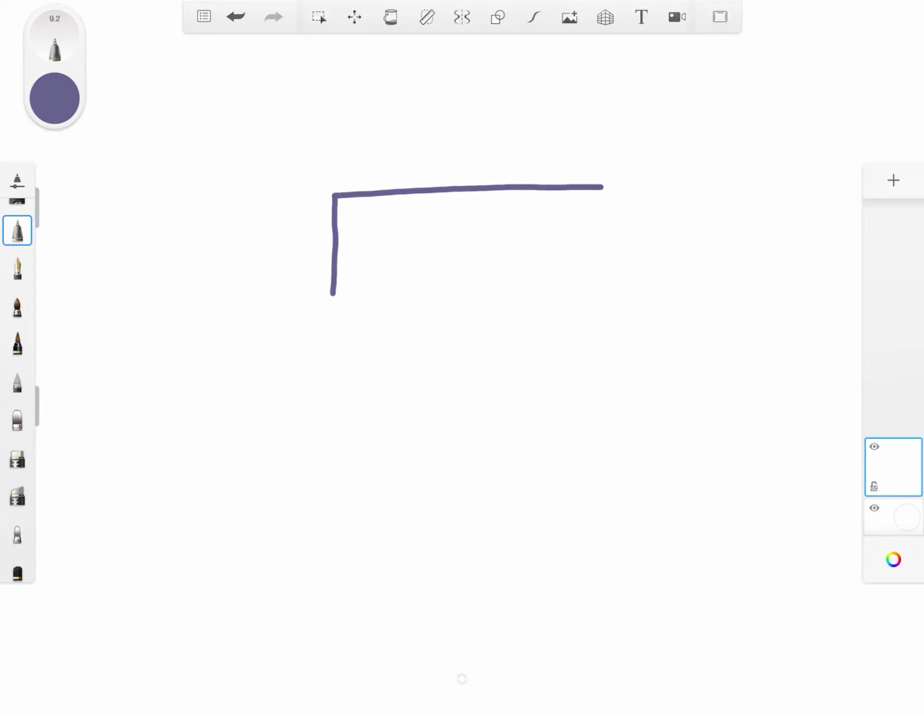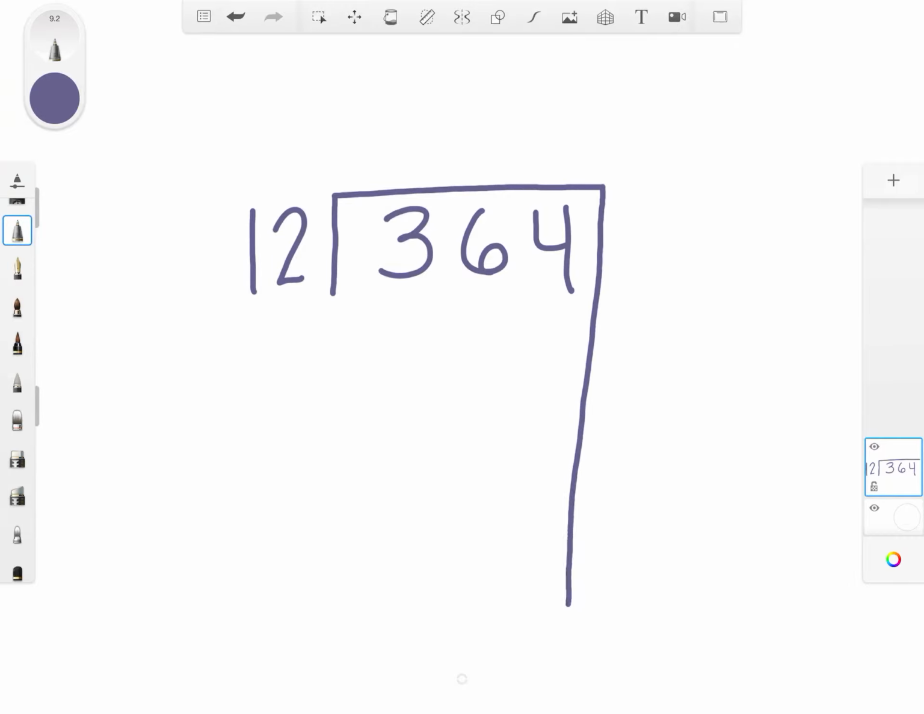Okay, when we have a double-digit divisor, that means we've got two digits in the divisor. So let's put 12 in here to start with. And let's say we divide 364 divided by 12. First I'm going to show you the partial quotients method using this, and then I'll show you the standard using this. Okay, that line was not very good.